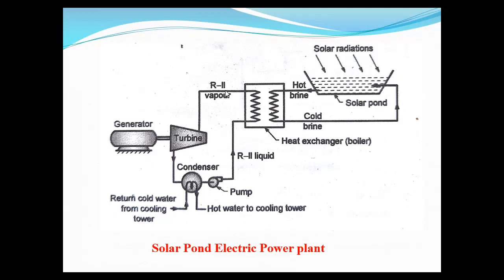And the refrigerant vapor enters the turbine, where it expands and operates the turbine. The turbine is coupled to a generator, so the generator gets rotated and electricity is generated, and the vapors from the turbine exhaust go to the condenser, where they condense, and the condensate is again pumped to the heat exchanger with the help of this pump. So in this way the solar pond electric power plant works, and it is a low temperature solar thermal power plant.